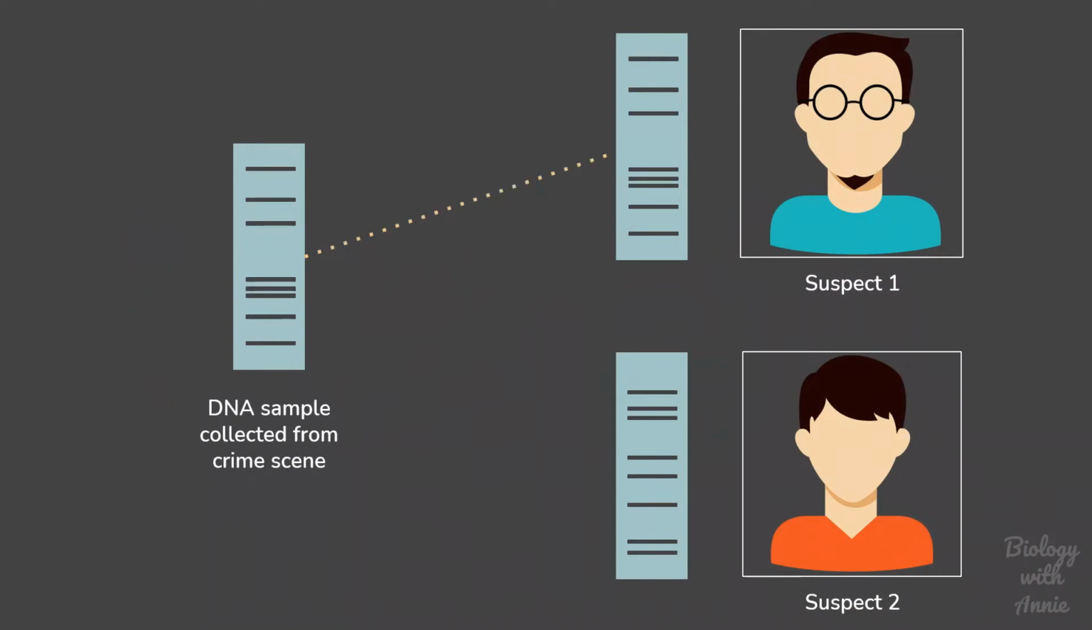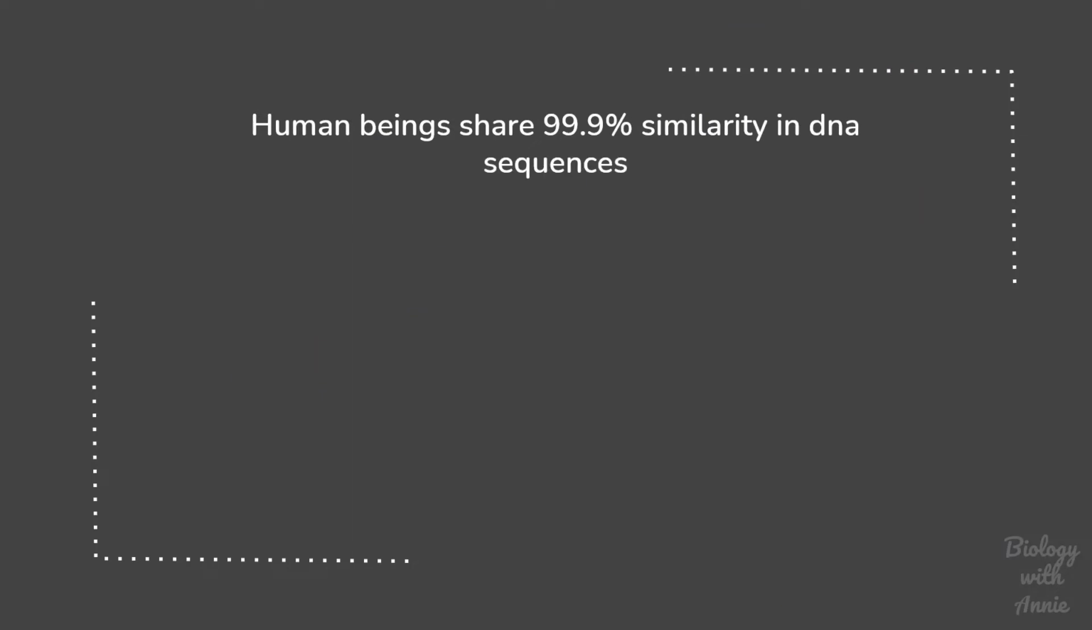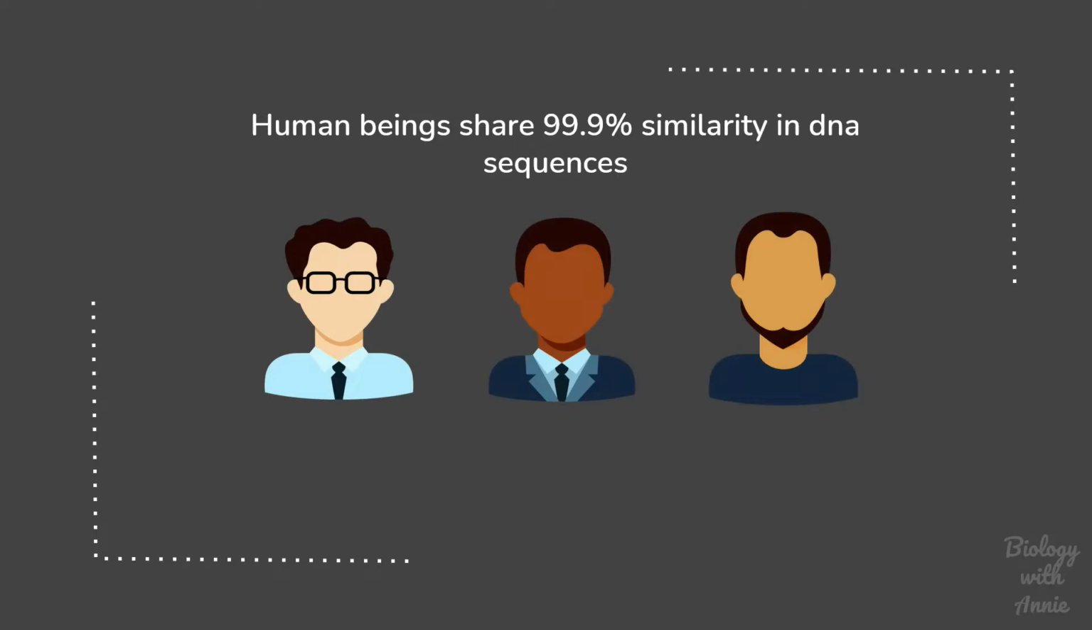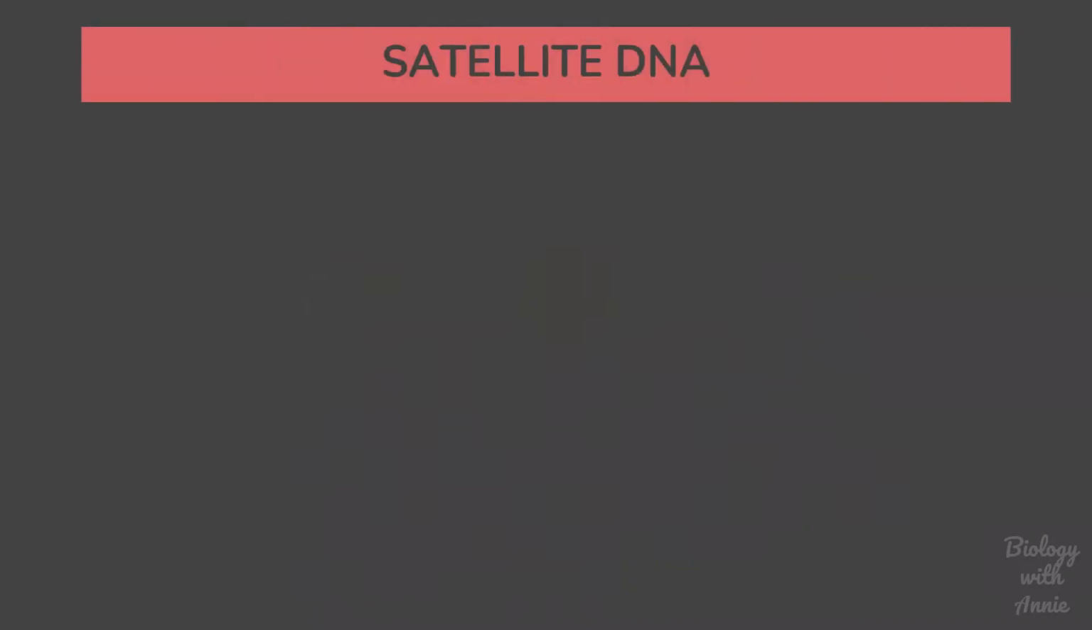So let's understand how this unique pattern is produced. Human beings share 99.9% similarity in DNA sequences. The remaining 0.1% is different in all of us. That means that out of the 3 billion sequences we all have, there are about 3 million DNA sequences which vary between any two individuals. Now, you don't need to compare all 3 million sequences to differentiate individuals. You can distinguish individuals by comparing just specific regions that contain repetitive sequences called satellite DNA.